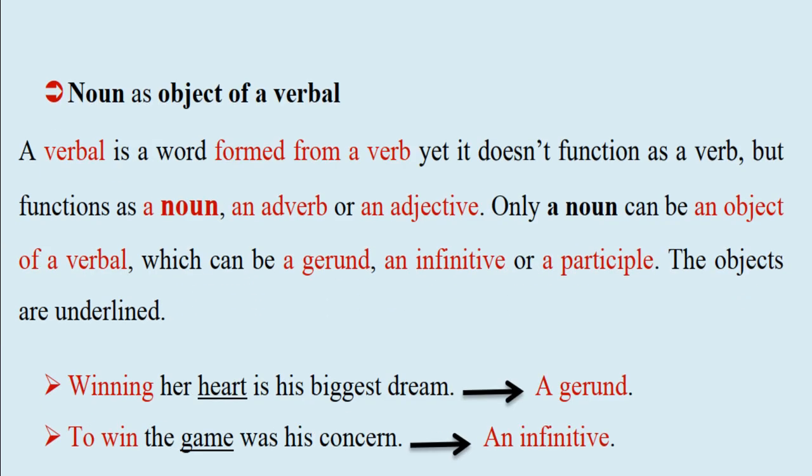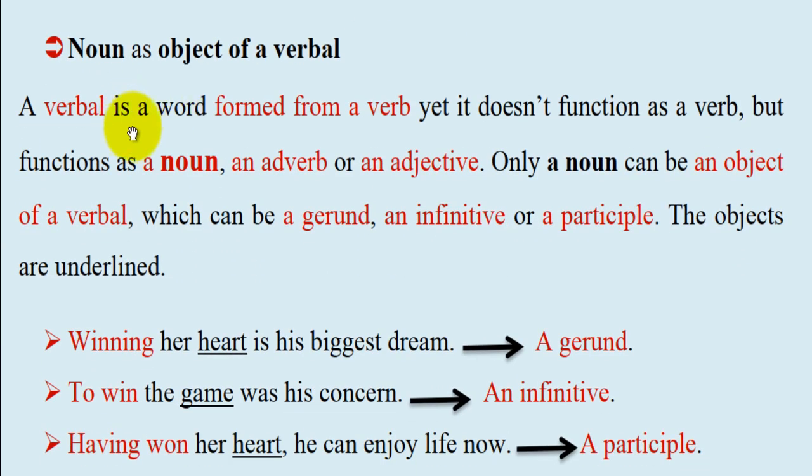Noun as object of a verbal. A verbal is a word formed from a verb, yet it doesn't function as a verb. Remember this one. But functions as a noun, an adverb or an adjective, and it is called a verbal. Only a noun can be an object of a verbal, which can be a gerund, means verb plus ing, an infinitive too, or a participle as we saw before. The objects are underlined.